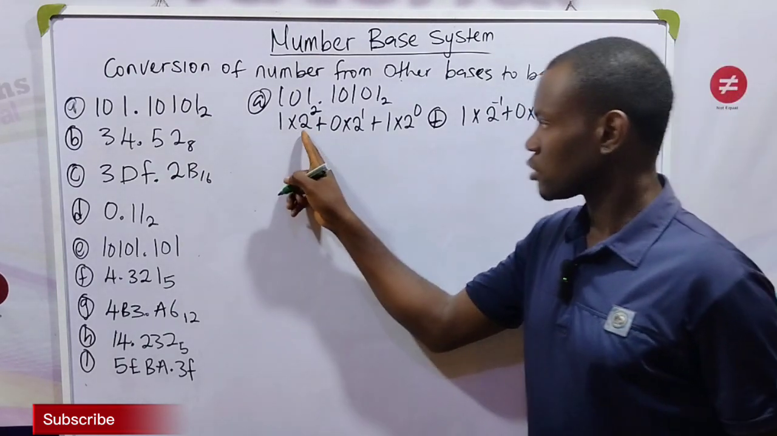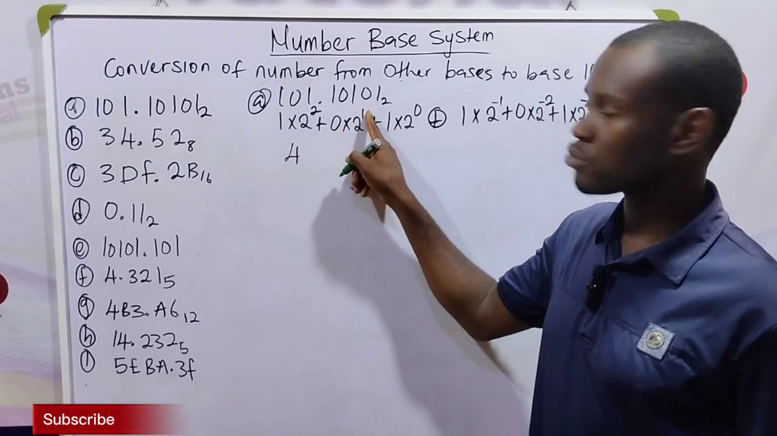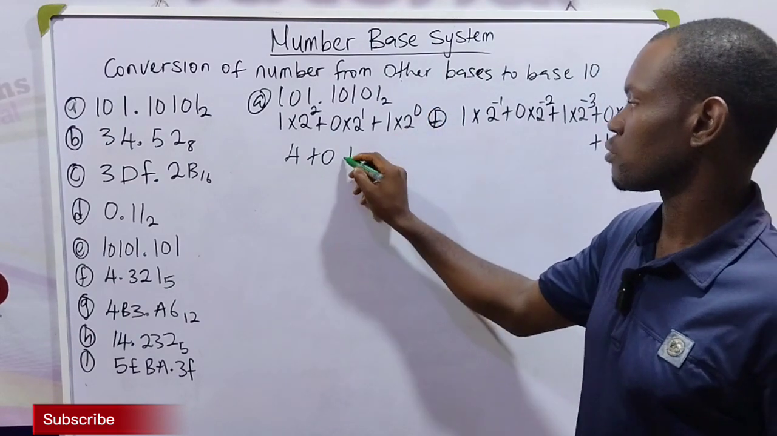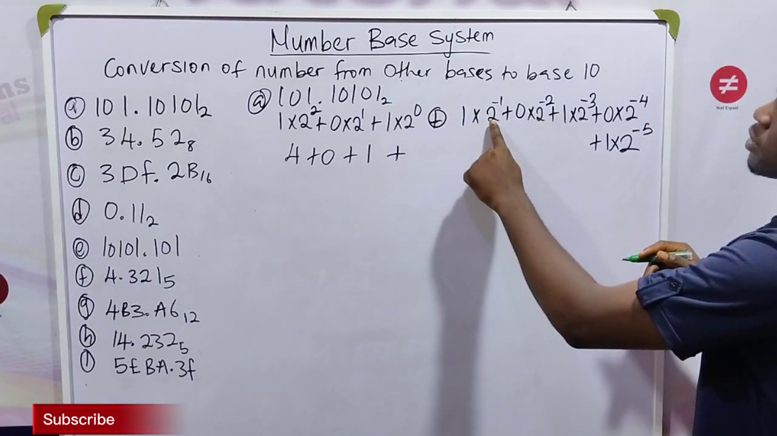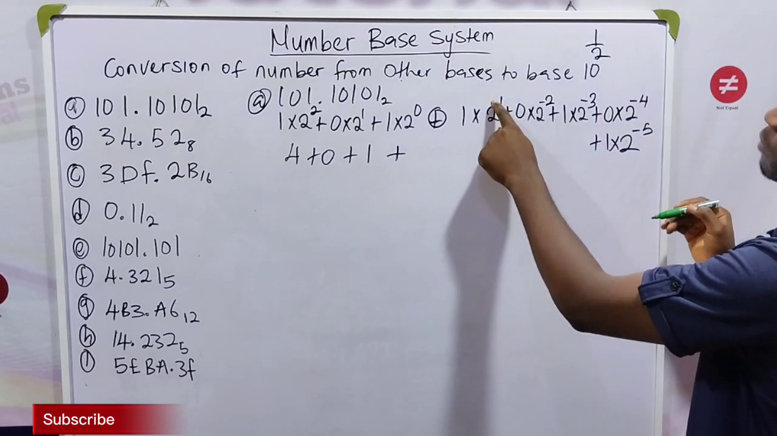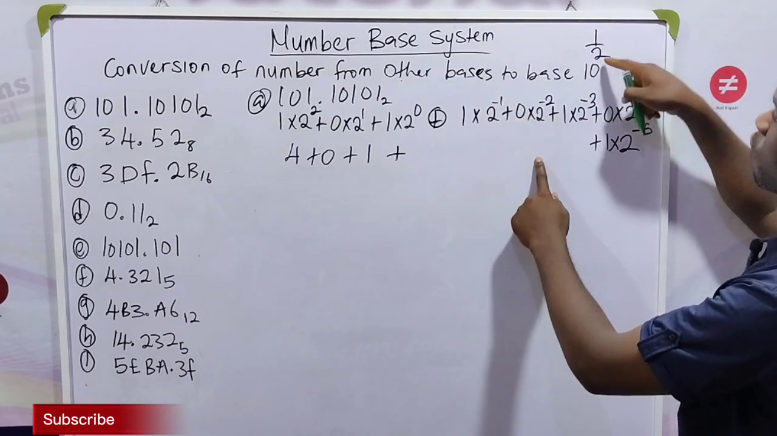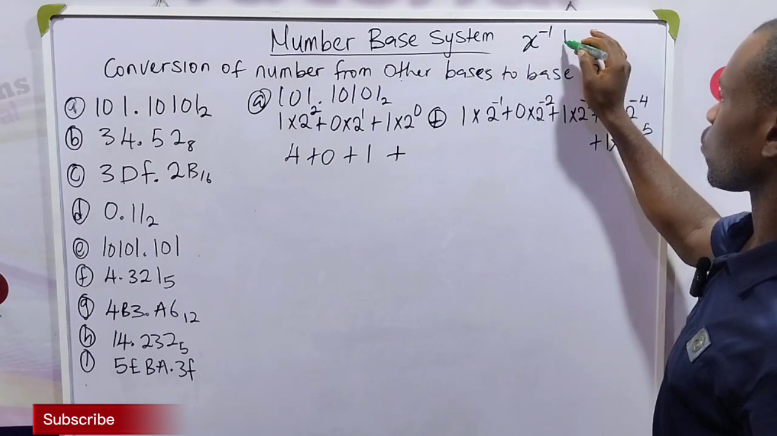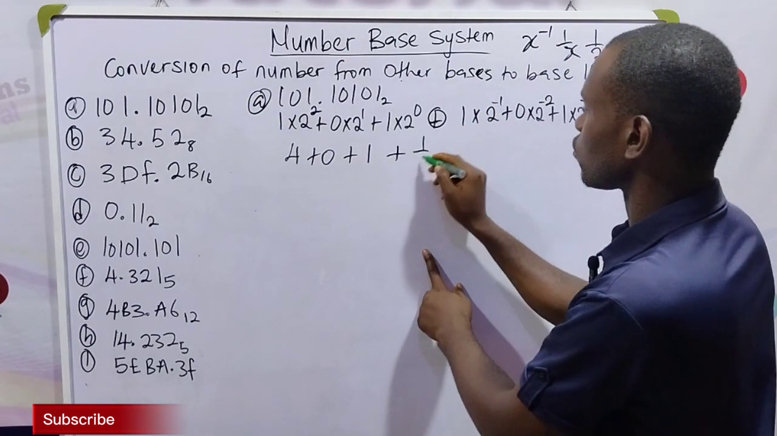So let's expand. 2 power 2 is 4 times 1, we have 4. 2 power 1 is 2 times 0, we have 0. 2 power 0 is 1. 1 times 1, we have 1. Then plus, I may not need to put this kind again. Now, 2 inverse means 1 over 2. Anytime you have inverse, that is just power minus 1, you have to put 1 over the number you have there. Let's assume you have x inverse. This is same as 1 over x, right? So 1 over 2 times 1 will give me 1 over 2.